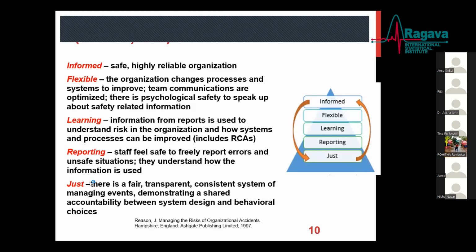So informed culture is a safe, highly reliable organization. And flexible culture: the organization changes processes and systems to improve, and team communication is optimized. There is psychological safety to speak up about safety-related information. Psychological safety is a very big chapter by itself. Psychological safety is being without fear. There are even tools to assess psychological safety in your own units or organization. You can assess and see how free they really feel to talk.